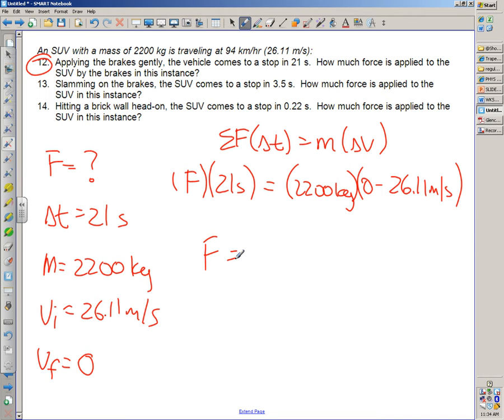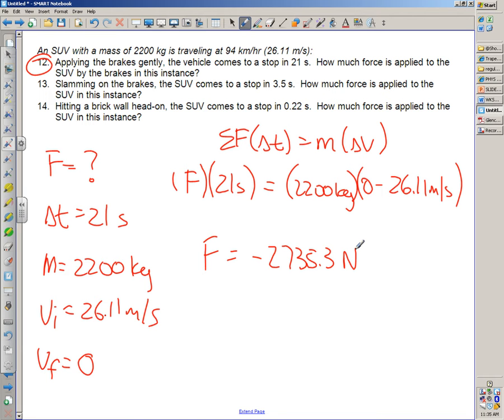Anyone got an answer for me? -2735.3. Good there? So first, too many sig digs, but let's not worry about that right now. Okay? Second, does it make sense that this force comes out to be negative?